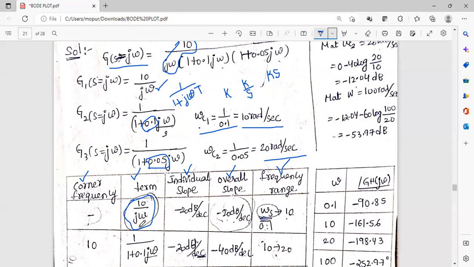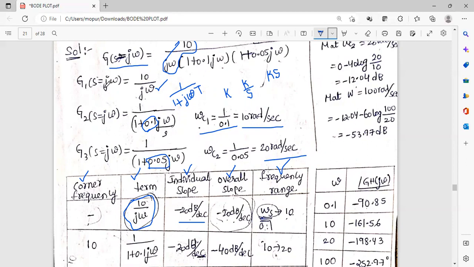For 1 by j omega, what is the slope? Minus 20 dB per decade. As I had said, whenever s is in the denominator, it is minus 20. S in the numerator, plus 20. 1 by 1 plus sT, minus 20. 1 plus sT, plus 20. You write these two, then we will go to the next.